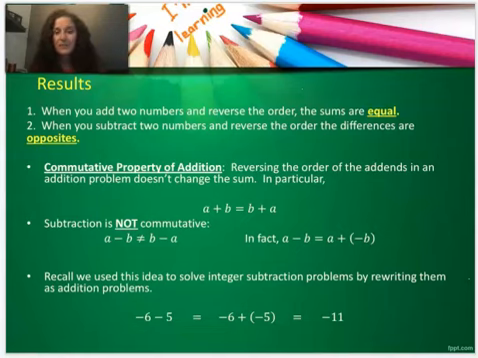Subtraction, on the other hand, is not commutative. We cannot reverse the order of the numbers in a subtraction sentence and get the correct answer. And then notice where it says, in fact, A minus B is actually equal to A plus negative B, or the opposite of B. And we're going to use this when we do integers, and you've used it in the past when you solve integer subtraction problems. A lot of you were taught to rewrite them as addition.